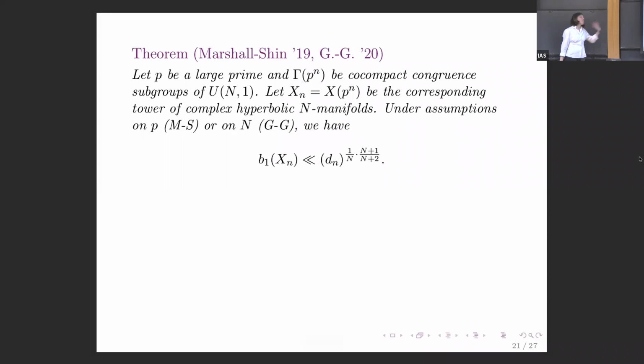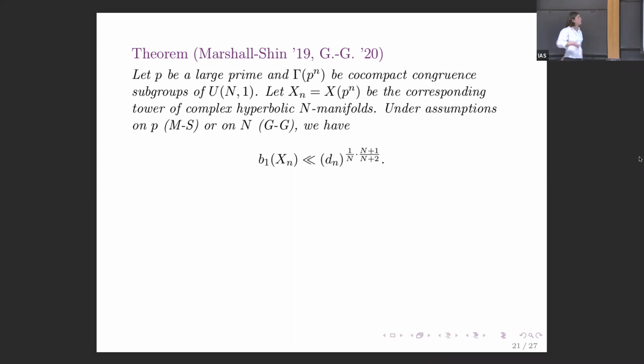Okay, here's a theorem. I'll read the theorem and then I'll make some comments about it. If p is a prime that's large enough, and Γ_{p^n} is a sequence of co-compact congruence subgroups of U(n,1) with associated symmetric spaces, and under assumptions on p, so this theorem was first proved by Marshall and Shin in 2019, or on n, so they throw out half of the primes, I throw out half of the n's, we give an upper bound for the growth of the first Betti number.